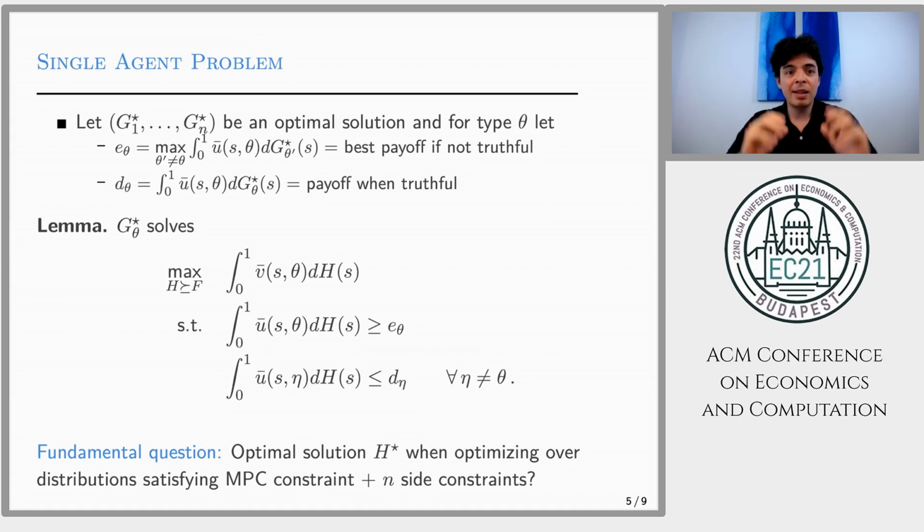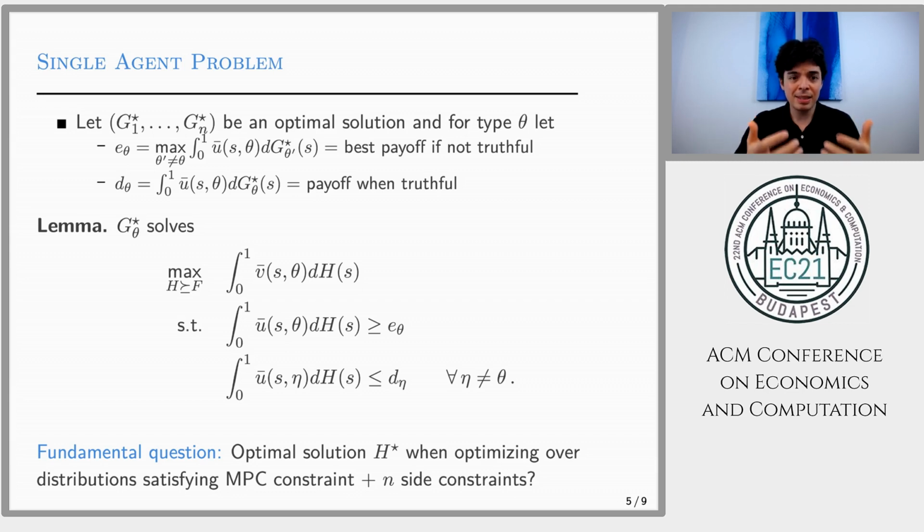Suppose that we start with an optimal solution, G star, and we fix some type theta, and for the remaining types, we fix the distributions G minus theta star. To type theta, we assign a different distribution H, so that the collection of H and G minus theta star still satisfy the MPC and the IC constraints. So when I simply modify the distribution of type theta, I still want to obtain a collection that satisfies the MPC and IC constraints.